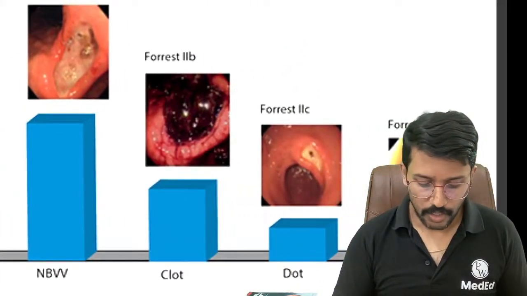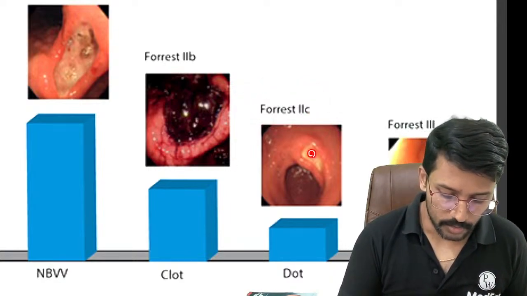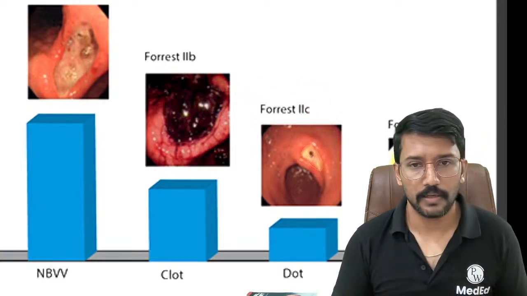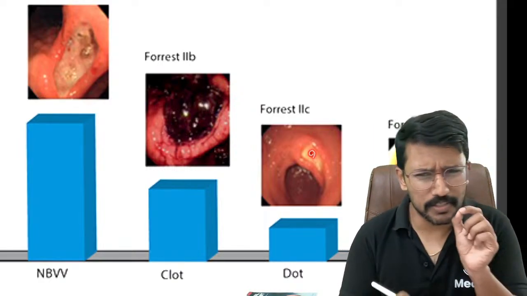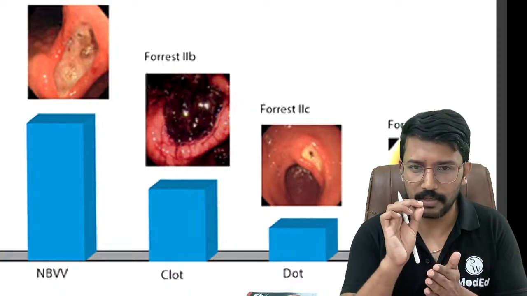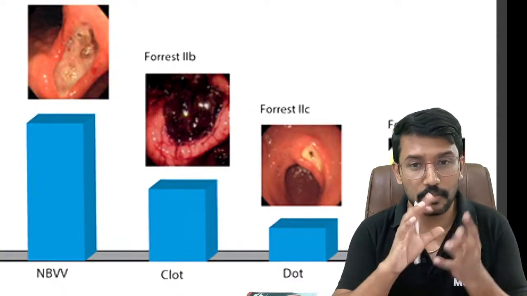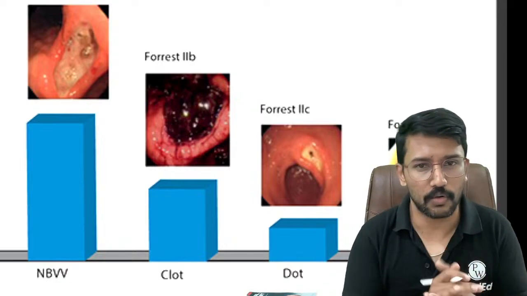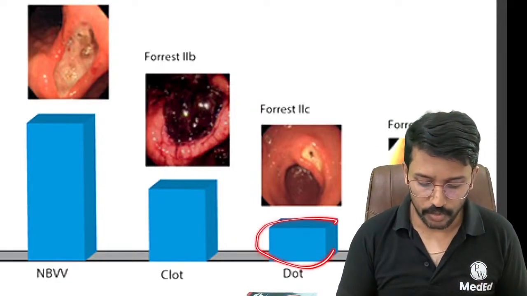Then you have Forrest 2C, where you see a small dot on the ulcer base. This carries a very low risk of bleeding. The small dot is because there was a small amount of bleeding which has now been contained, and that bleeding has created a very small clot, very minimal, which doesn't look like a proper clot. You just see a small dot on the ulcer base. We call it Forrest class 2C. This carries a relatively low risk of bleed.